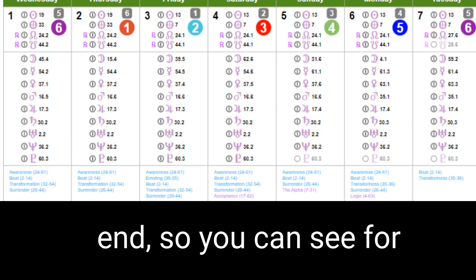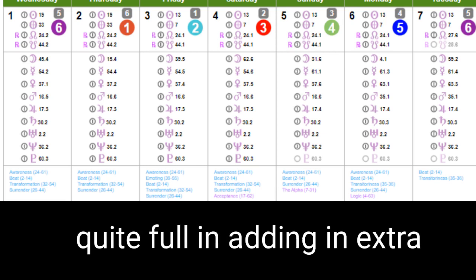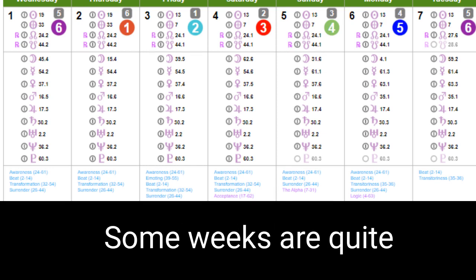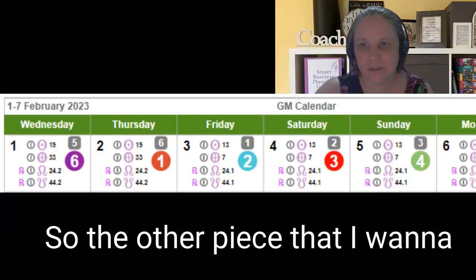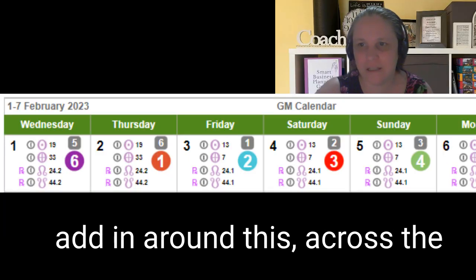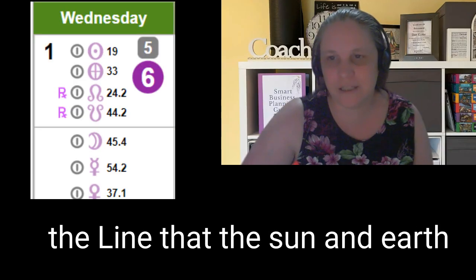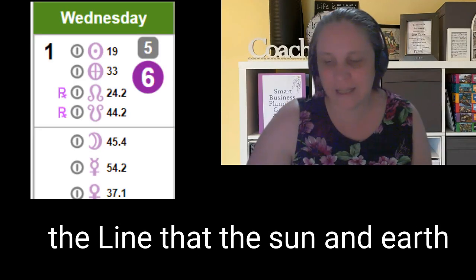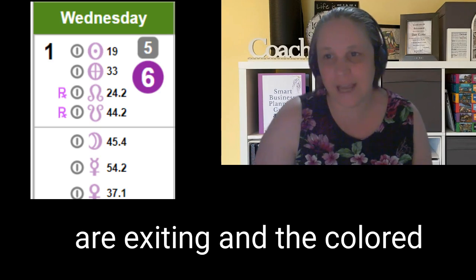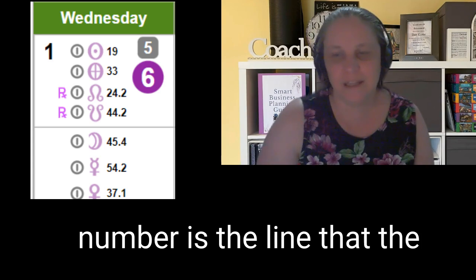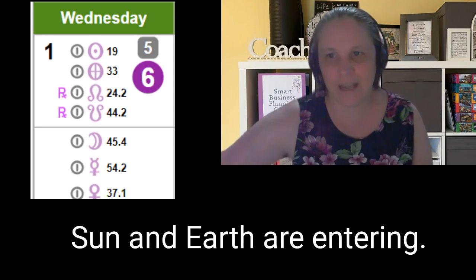Then as we get to the end, you can see for this client, this week is quite full in adding in extra things with the transits. Some weeks are quite full, some weeks are not. So the other piece that I want to add in around this, across the top, we've got these numbers. The grayed out number is the line that the sun and earth are exiting, and the colored number is the line that the sun and earth are entering.